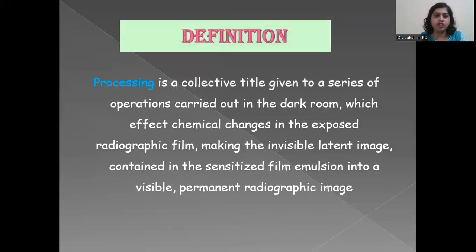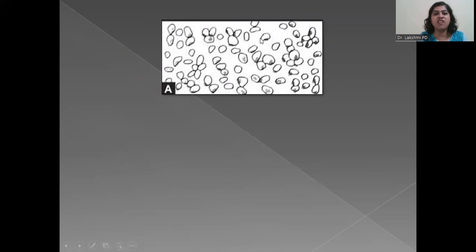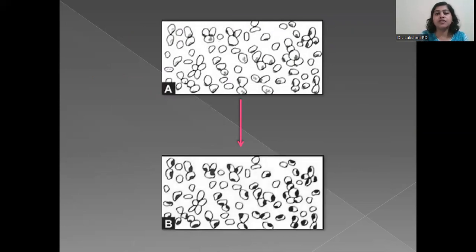Processing, by definition, is basically a collective title given to a series of operations carried out in the darkroom to convert this invisible latent image into a visible image by a series of chemical changes. This will occur only in a sensitized or an exposed radiographic film. Now, this is just a pictorial representation of silver halide crystals dispersed in a vehicle matrix, where you can see slightly gray shaded areas, which are basically your sensitivity sites, formed by our sulfur compounds. Once the X-ray film is being exposed to X-ray photons, there will be a lot of chemical changes, like I said earlier, by your Compton as well as photoelectric effects. And you will see darker areas of these silver halide crystals, which is basically your invisible latent image site.